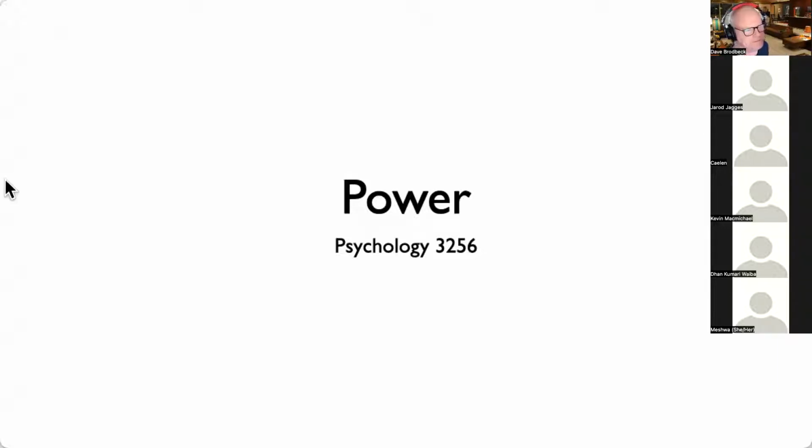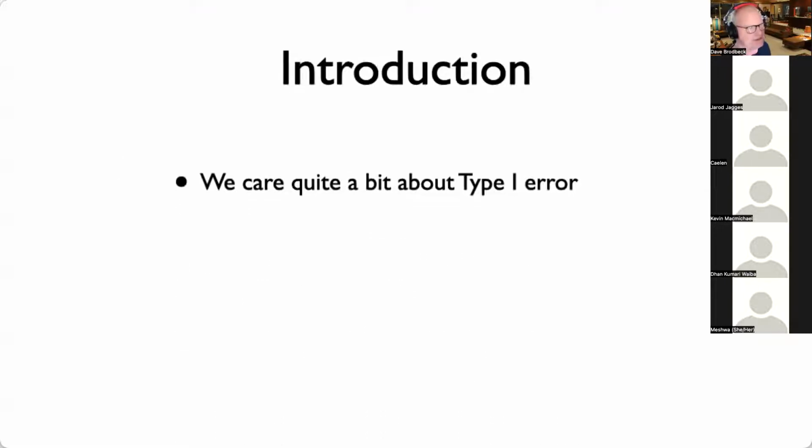Yeah, so we're gonna have to think backwards, which is wild, okay? You'll see what I mean in a second. And if you've looked through the slides, you'll know this already. We care a lot about type 1 error. That's the false positive, right?